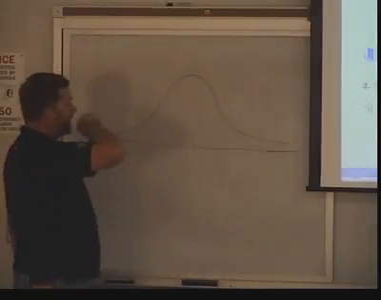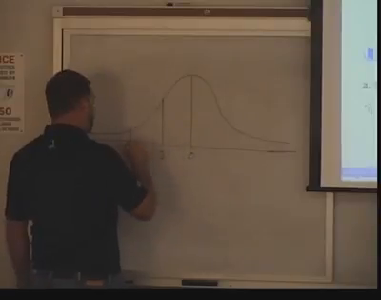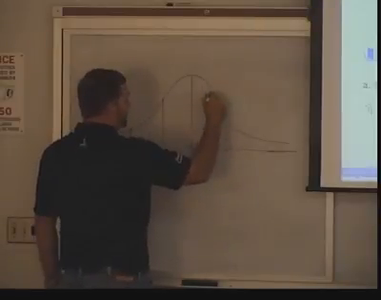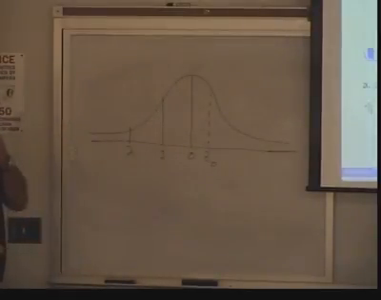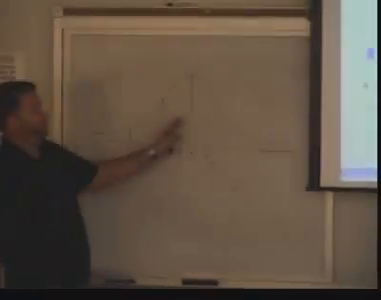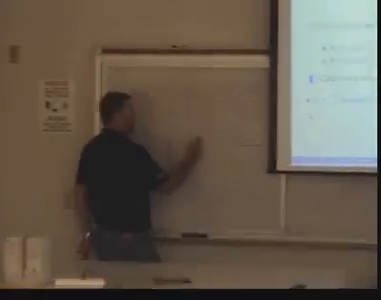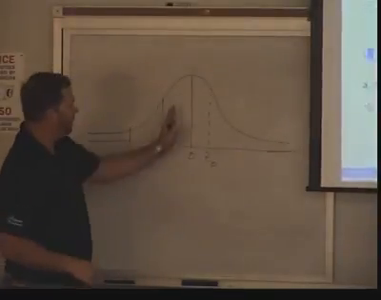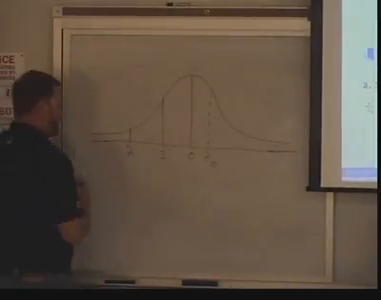It says find Z naught. So here's 0, here's 1, here's 2. So I'm going to call this Z naught. Now how do I know Z naught is greater than 0? What's the area between 0 and negative infinity? What's all of this area equal to? 0.5. So if this area is greater than 0.5, I know this Z naught has to lie above 0. Right? It has to be over here somewhere. I'm not sure exactly where it's at. But I know it has to be over here because all of this area is 0.5. So I know from here, and that needs to be negative.